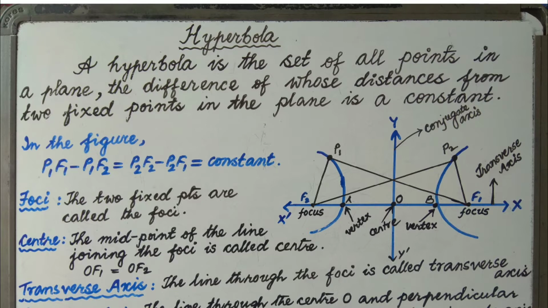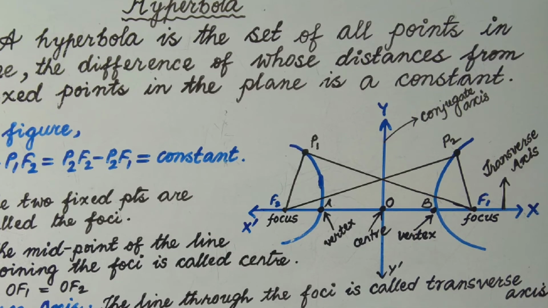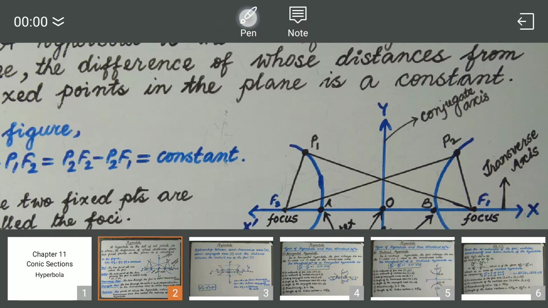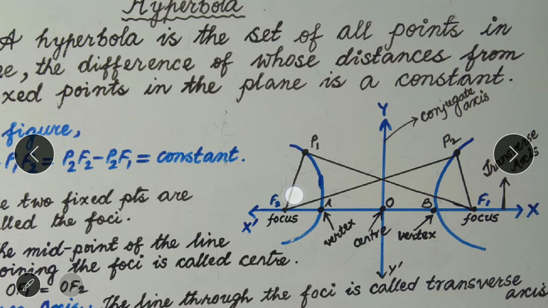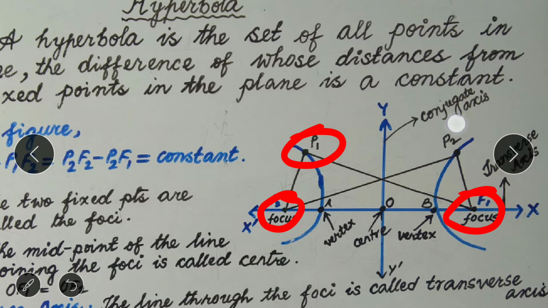Now, if you go through the figure, let me zoom it. In the figure, you can see that I have considered two fixed points, F1 and F2. These are the two fixed points. And I have taken another 2 points, P1 and P2 on the hyperbola.